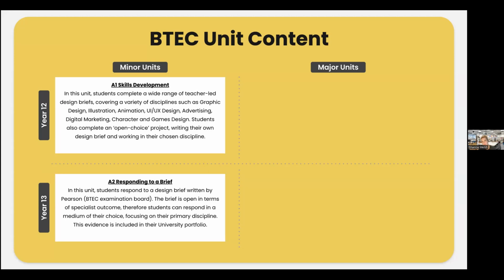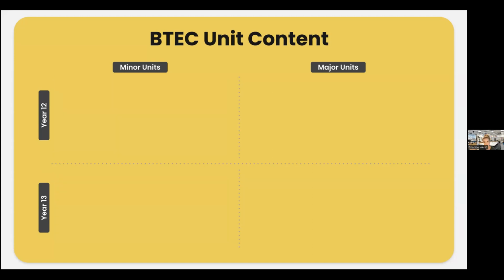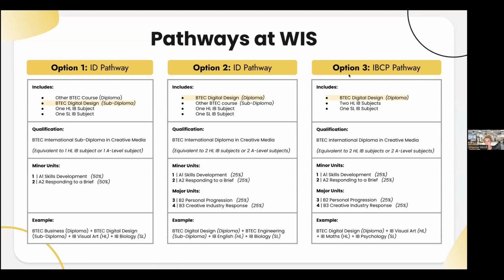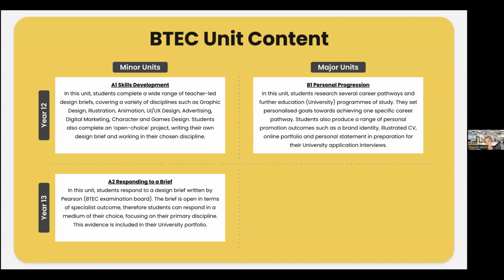Okay, so then we have some major units, and these units are only, if I just go back a second, on option 3 or 2 of the pathways. So these are the 2 extra units that you would do. Again, these 2 units are equivalent to a higher level IB or A level. So the major unit, if they were doing the IBCP pathway or ID pathway, where BTEC Digital Design is their major course, would be a careers progression, a personal progression unit.